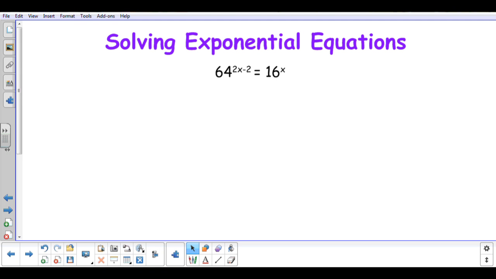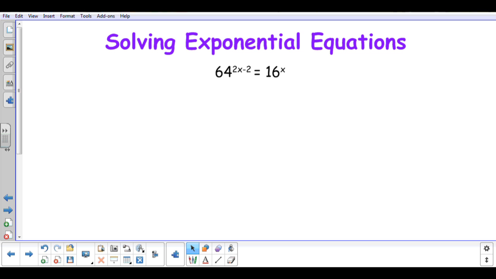When solving exponential equations, the first thing we want to try and do is rewrite both sides of the equation so that they have the exact same base. So I have 64 to the exponent of 2x subtract 2, and I have 16x. So the first thing I want to do is start with the smallest base, and my smallest base is 16.